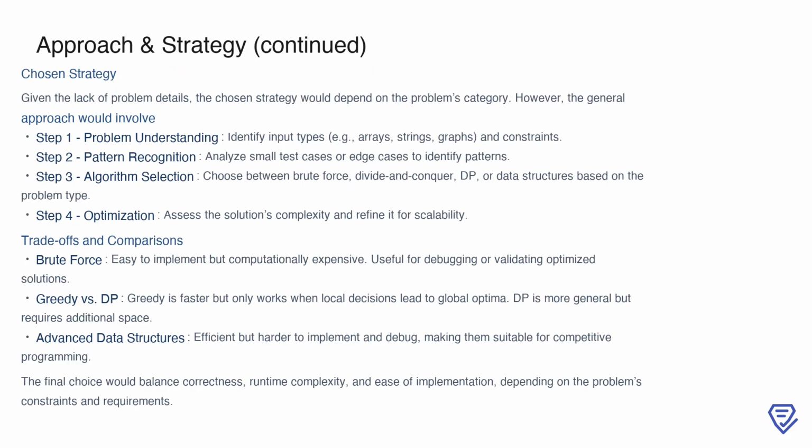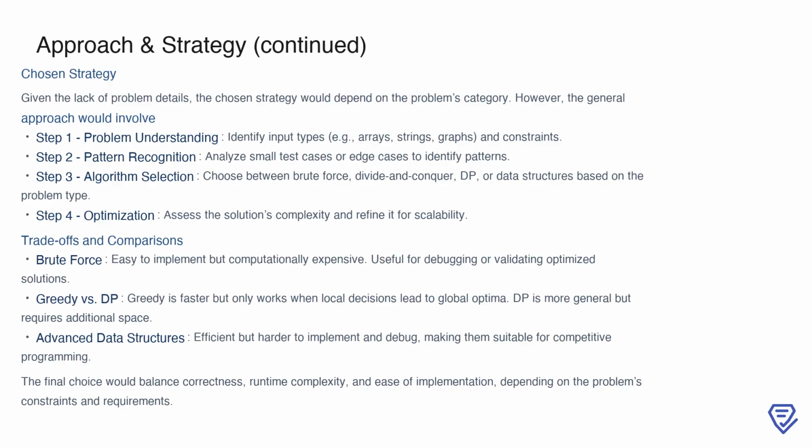To solve any problem effectively, the chosen strategy depends heavily on the problem's category and constraints. The process begins with a clear understanding of the input types, whether they involve arrays, strings, or graphs, and their constraints. From there, analyzing smaller test cases or edge cases can reveal patterns that guide the solution. The next step is selecting an appropriate algorithm. Depending on the problem, this might involve brute force for simplicity, divide and conquer for breaking down complexity, dynamic programming for problems with overlapping subproblems, or advanced data structures for optimized operations.